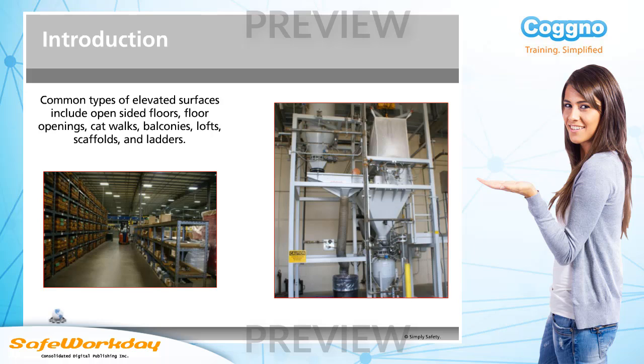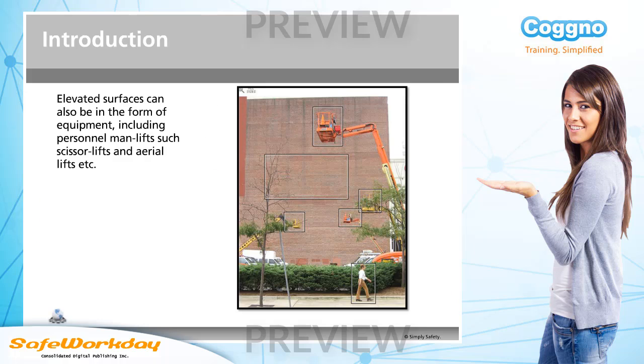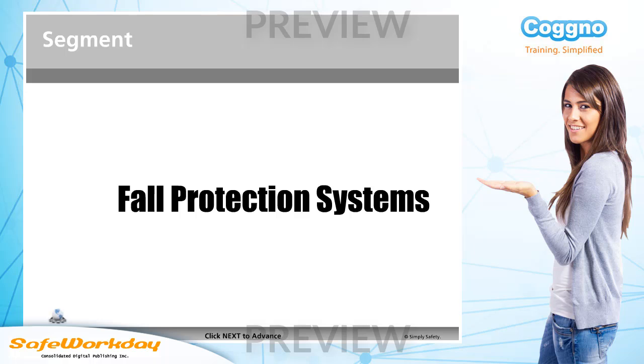Common types of elevated surfaces include open-sided floors, floor openings, catwalks, balconies, lofts, scaffolds, and ladders. Elevated surfaces can also be in the form of equipment, including personnel man lifts such as scissor lifts and aerial lifts, etc.